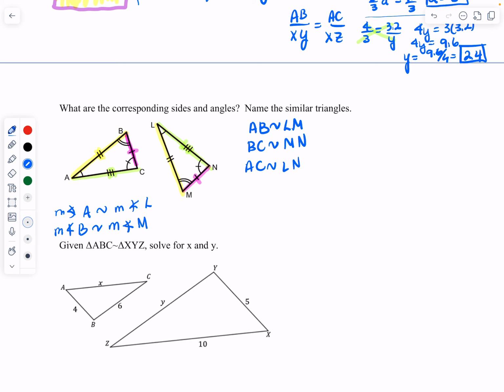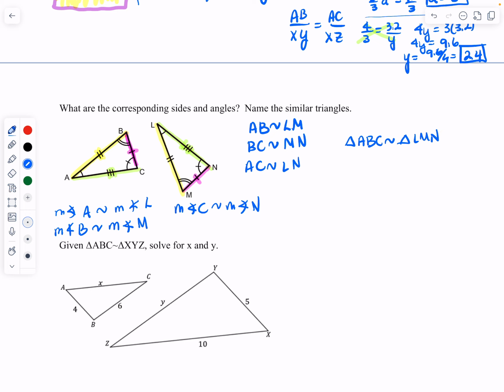And finally, we have one more, the measure of angle C. The measure of angle C is where pink and green meet. It's similar to the measure of angle N. Okay, so if I want to label these, I would call this triangle ABC is similar to triangle LMN.